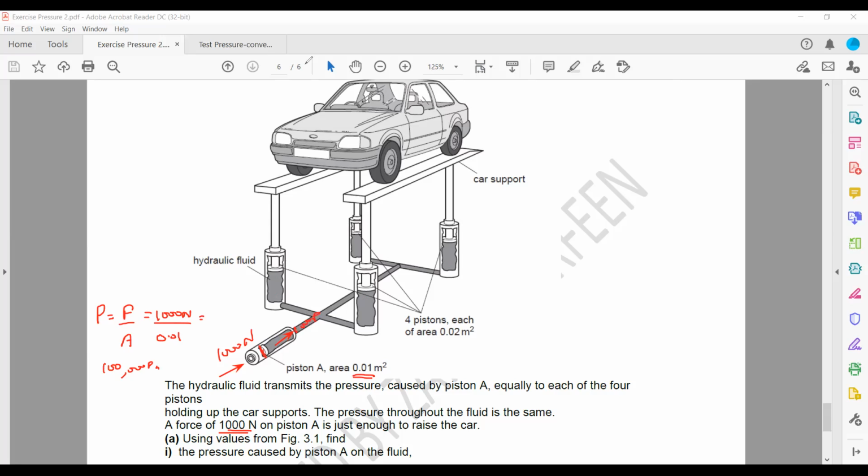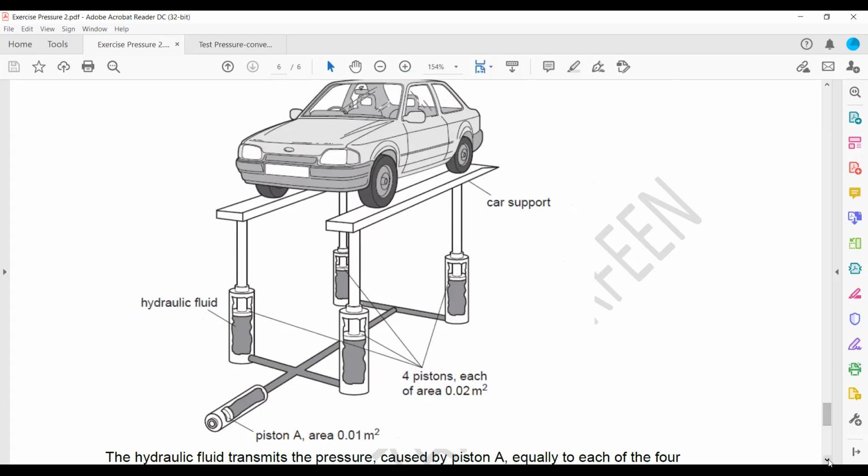So how much pressure will be there in all the four pistons by the fluid? It will be 100,000 Pascal here, 100,000 Pascal, 100,000 Pascal, and 100,000 Pascal. All the pistons will receive the same pressure. The same 100,000 Pascal will be there in all directions. So in the first part, we calculated how much pressure we applied. The answer is 100,000 Pascal.